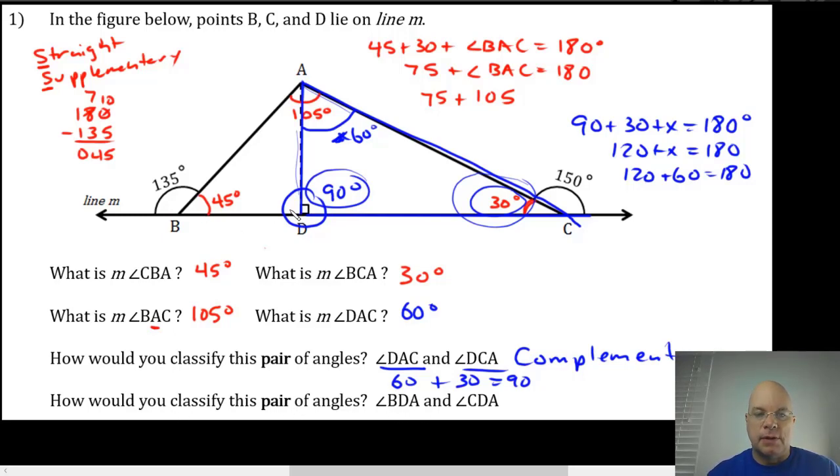How would you classify this pair of angles, BDA and CDA? BDA is this right angle, this 90-degree angle. And CDA is this other right angle. So 90 and 90 equal 180. Those are supplementary angles.